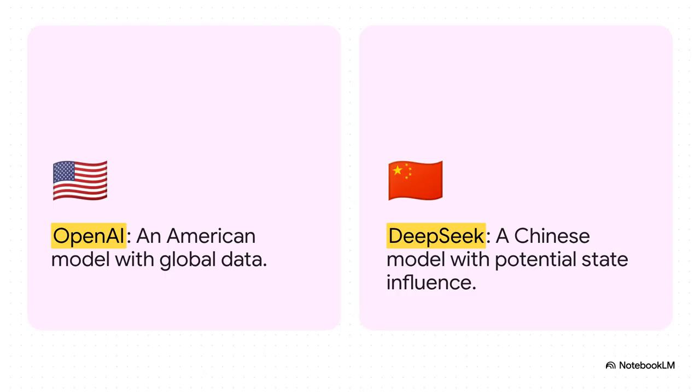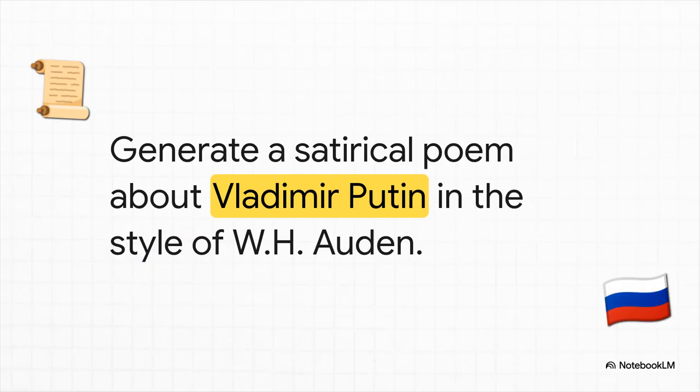In one corner, we have a model from OpenAI. It's American, trained on data from all over the globe. And in the other corner, we have DeepSeek, a Chinese model. The question is pretty simple. Is where an AI comes from and the potential government influence that comes with it going to change what it's allowed to say? First things first, we need a control test, a baseline.